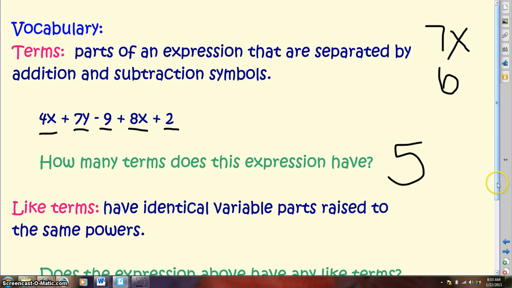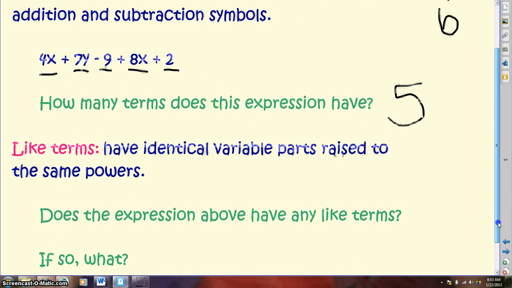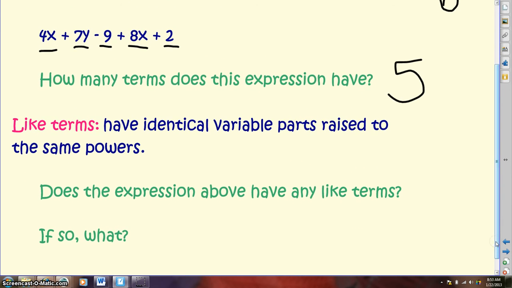Our second vocabulary word is like terms. If we look back at that same expression, to be like terms, they have to have exactly the same variables raised to the same powers. So when I look back at my example here, this one has an x. That one has a y, so it's different. This one doesn't have a variable, so it's different. So 4x and 8x would be like terms. But then I also have my two constant values. So this would be a like term to this one. So there are two pairs of like terms in that expression.